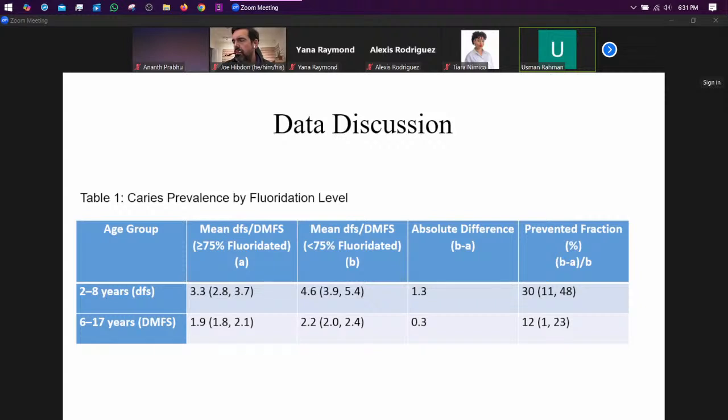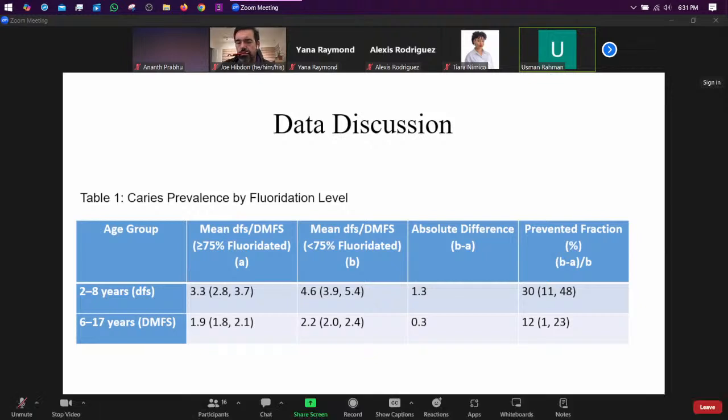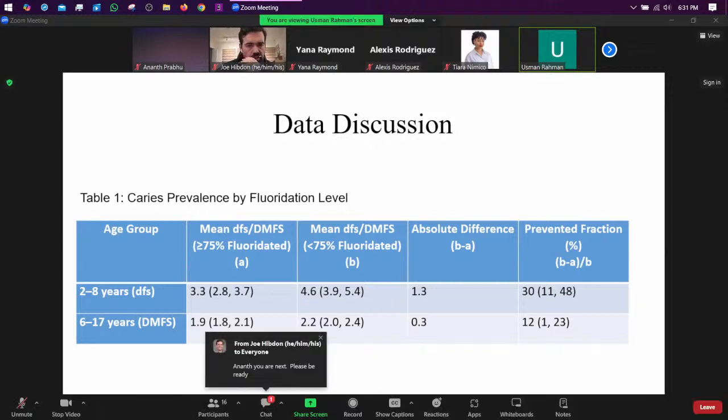Now, this is the confidence. This table shows a reduction in dental caries due to fluoridated water, with confidence intervals highlighting the reliability of the data. This is the same thing.